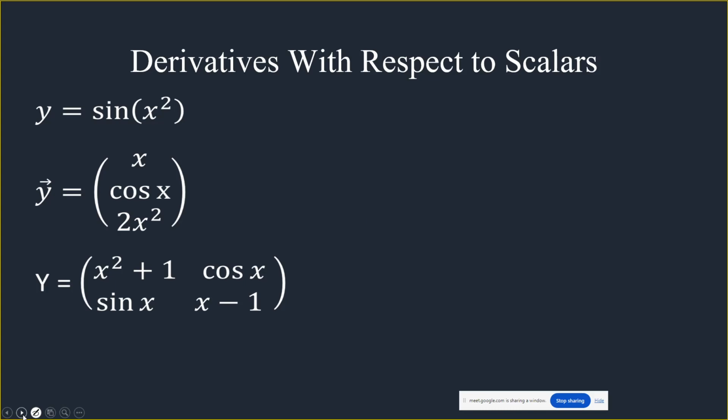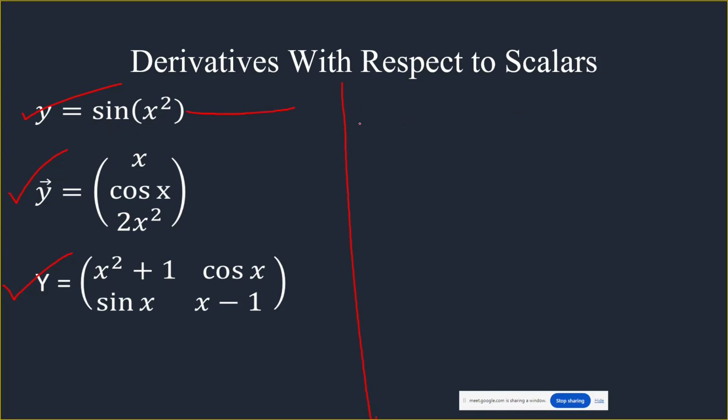Here we are going to differentiate with respect to scalars. Here we have a function y equals sine x squared, another vector with elements x, cos x, and 2x squared, and finally a matrix y whose first element is x squared plus 1, second element cos x, third element sine x, and final element x minus 1.